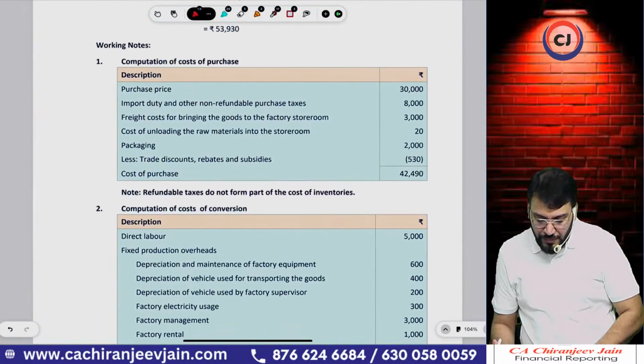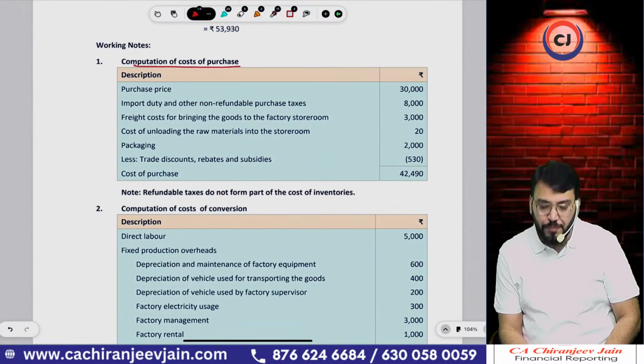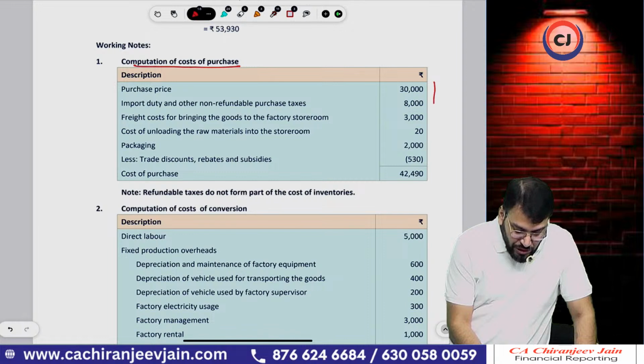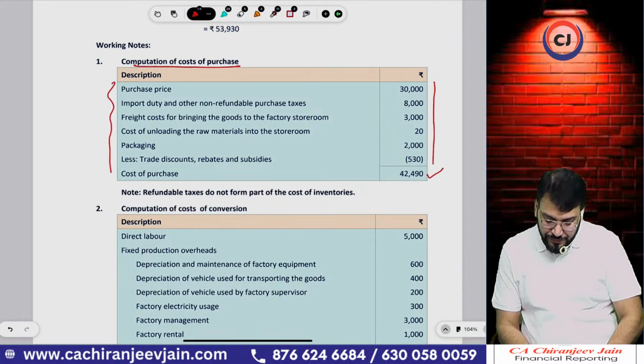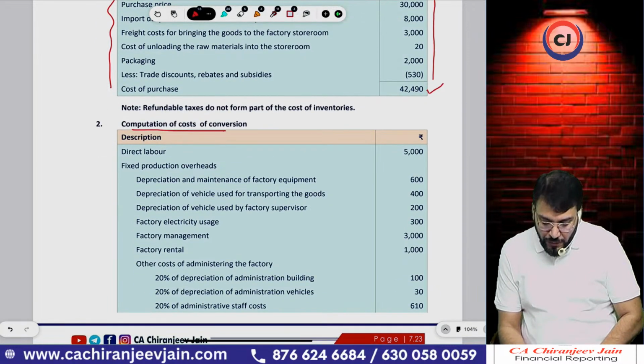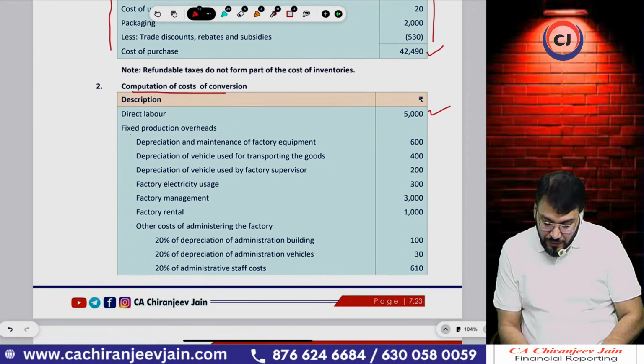Let's see whether we have done correct or not. Computation of cost of purchase. You can see all things we have added. Cost of purchase, you can see. Then computation of cost of conversion: direct labor, fixed production overhead. You can see everything has been added.